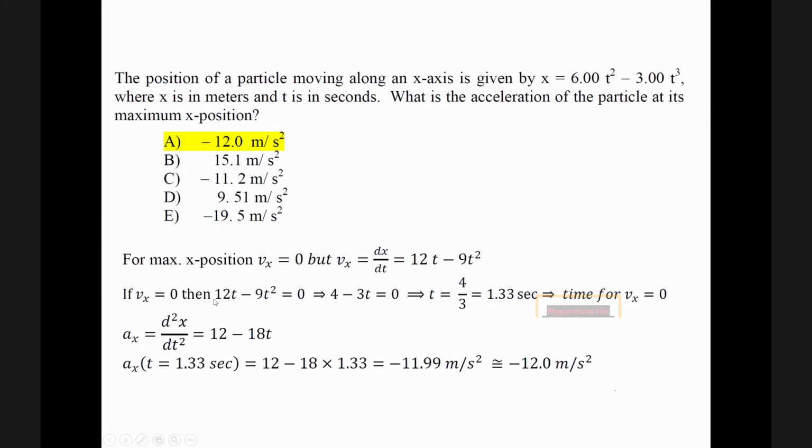I made a mistake. So first you calculate the time. You take the derivative of the position equation. You get a velocity equation, you equate it to 0, you extract the time, which is 4/3 or 1.33 seconds. Then you derive the velocity to get the acceleration, and then you can get the acceleration at maximum position. Anybody has a question on this? Let me see the chat panel.